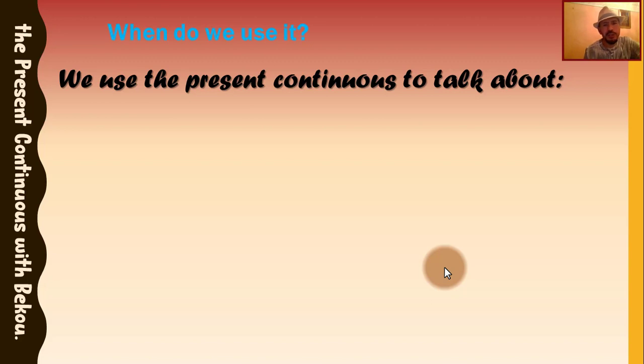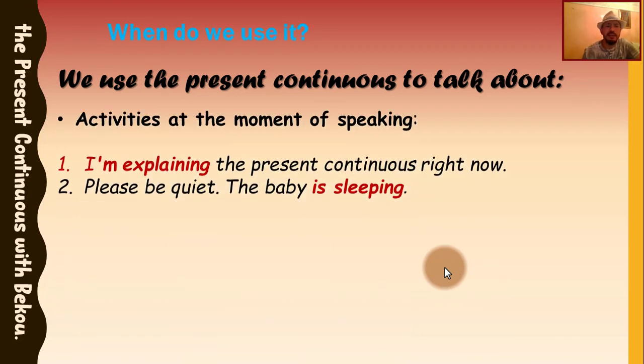So when do we use the present continuous? We use the present continuous to talk about activities at the moment of speaking. For example, I am explaining the present continuous right now. What am I doing at the moment? I am explaining the present continuous right now. Or number two, please be quiet. The baby is sleeping. So please be quiet. It's the same thing as the interjection. Shh, the baby is sleeping.